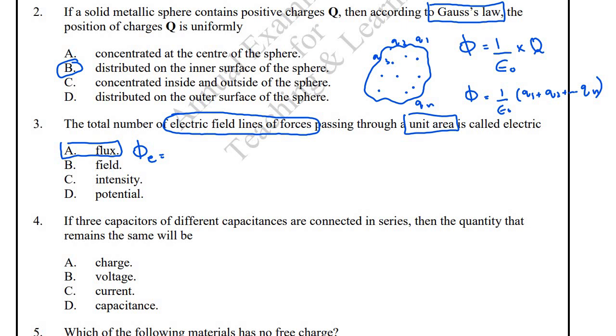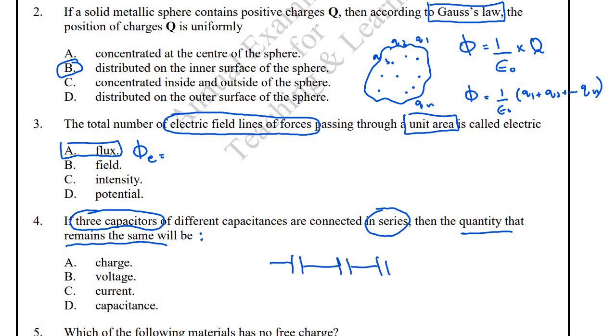If there are 3 capacitors of different capacitance connected in series. So we have 3 capacitors, and these 3 capacitors are connected in series combination, and we have to identify the quantity that remains same in this combination of circuit. So we know that in a series combination, the voltage or EMF provided by the battery is divided across each of these capacitors, such that the total EMF or the total voltage of the circuit will be equal to the sum of all the voltages at each capacitor.